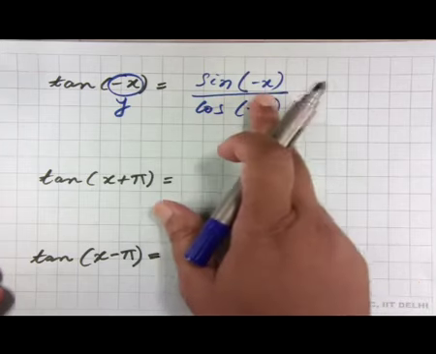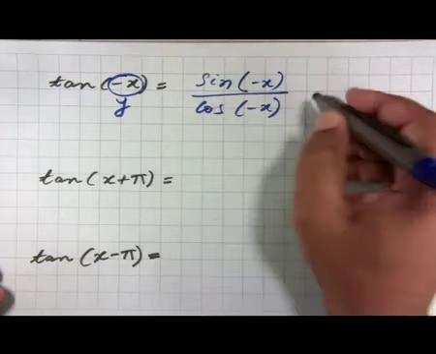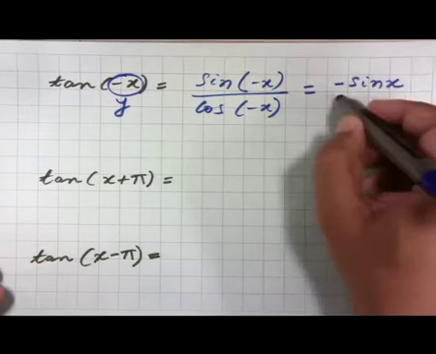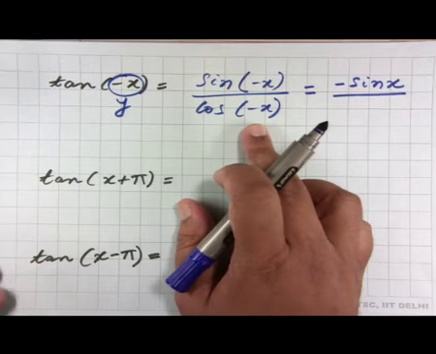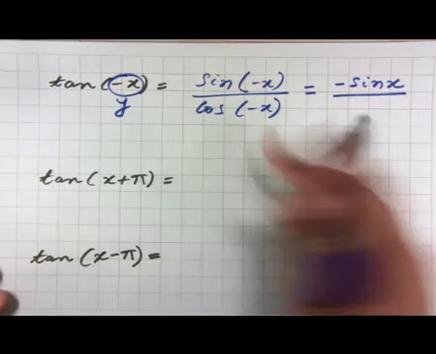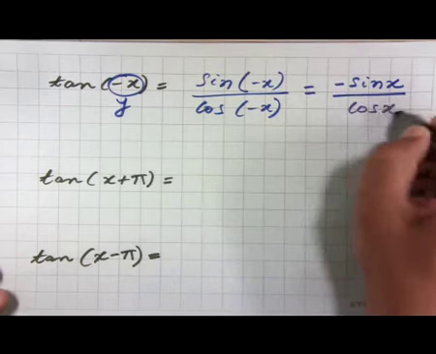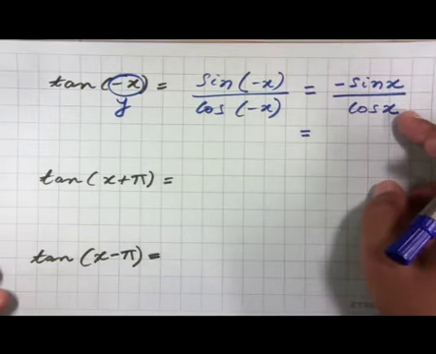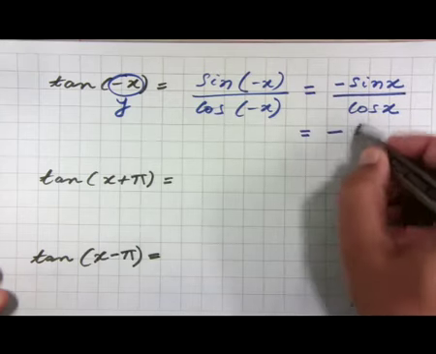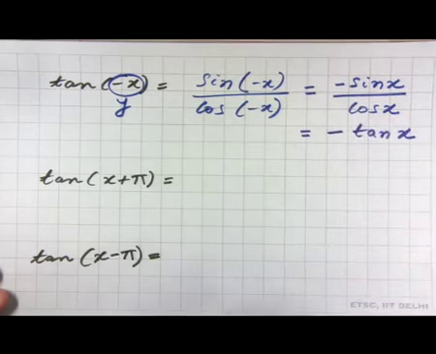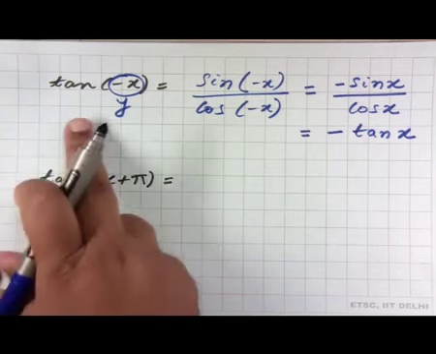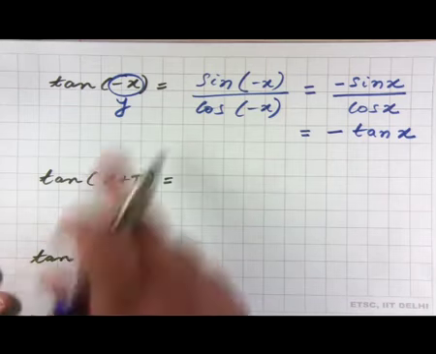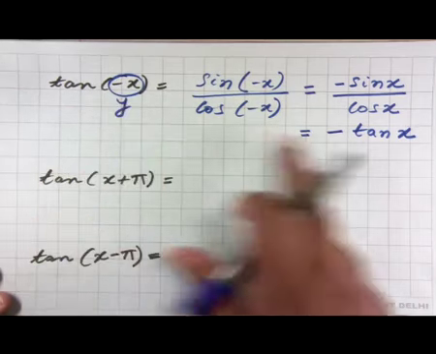But we know that sine of minus x is, since sine is an odd function, equal to minus sine x, and cosine of minus x is, because cos is an even function, equal to cosine of x. But then sine x upon cos x is tan of x. So, this is equal to minus tan of x. So, what we see is that tan of x is actually an odd function, because tan of minus x is minus of tan x.